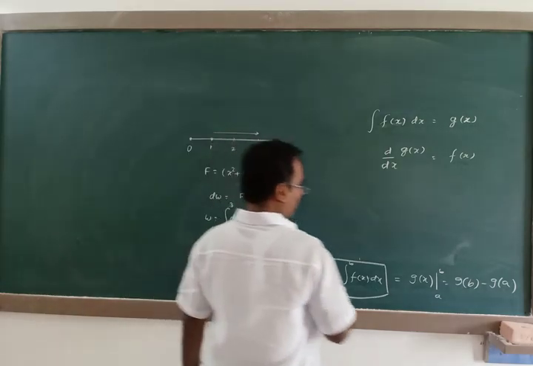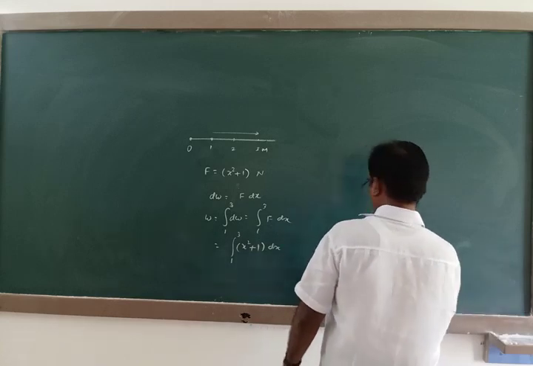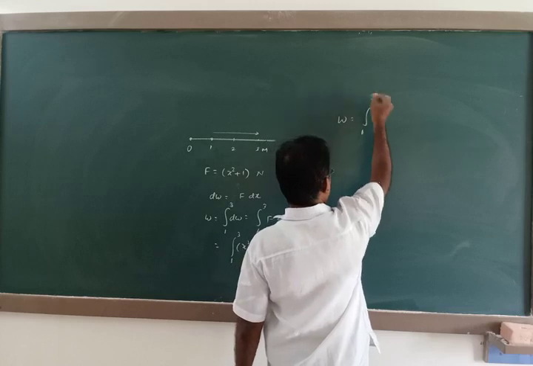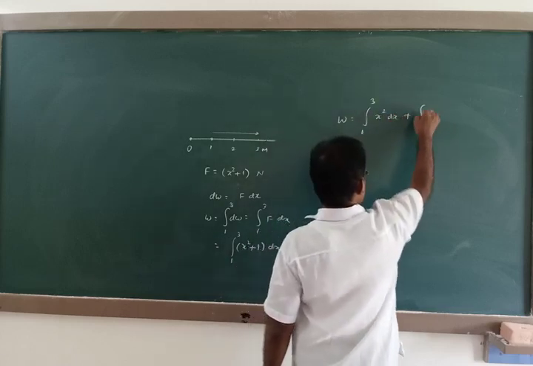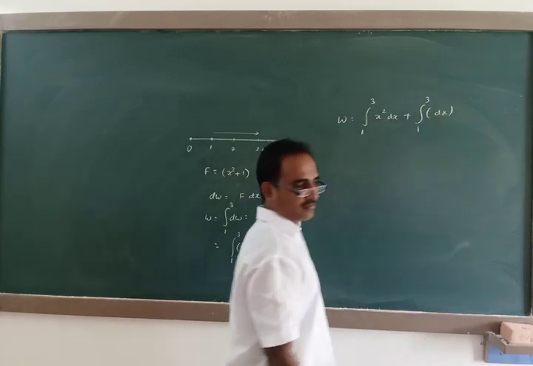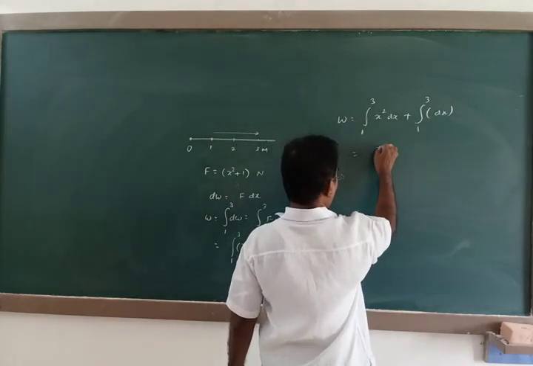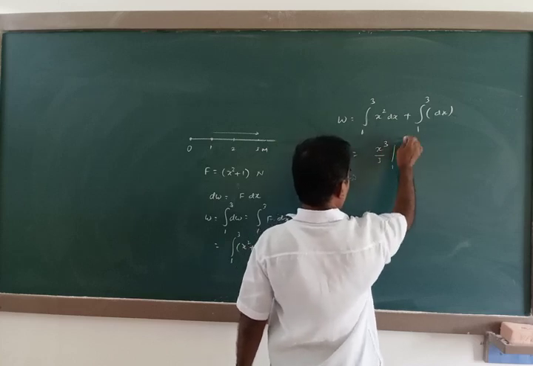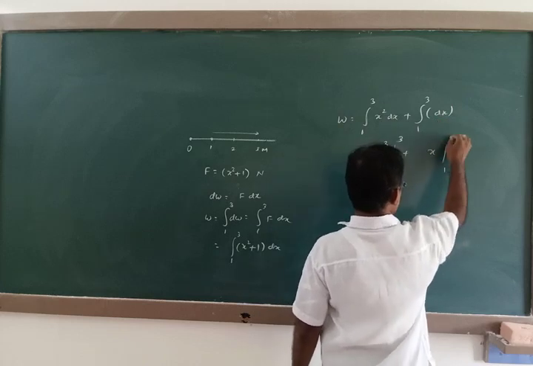So if I integrate this, integral 1 to 3 of x square dx plus integral 1 to 3 of dx. We'll get it like this. So integral x square will become x cube divided by 3. And this integral dx will become x, from 1 to 3.